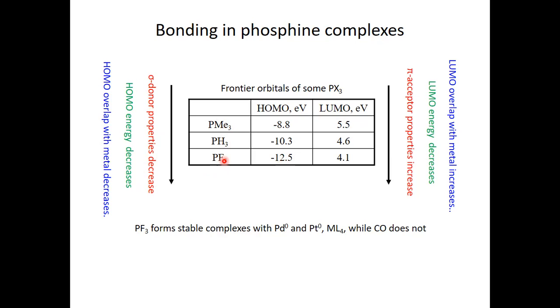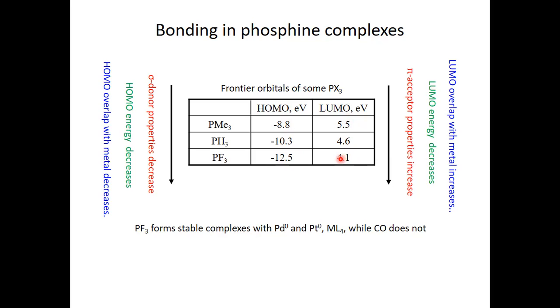So now what happens to the LUMOs? You see that the LUMO energies also decrease. Now the LUMOs are the 2E orbitals that can make the pi acceptor interaction. And the decrease in this case is from 5.5 to 4.6 to 4.1 electron volts. So therefore, as the sigma donor properties decrease, the pi acceptor properties increase.